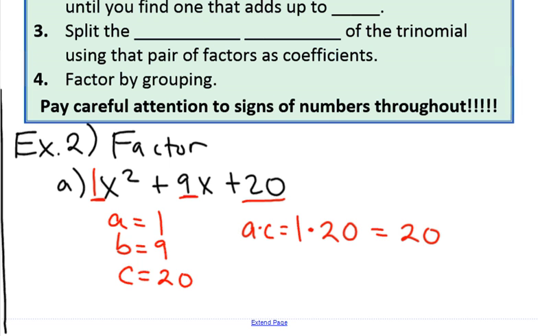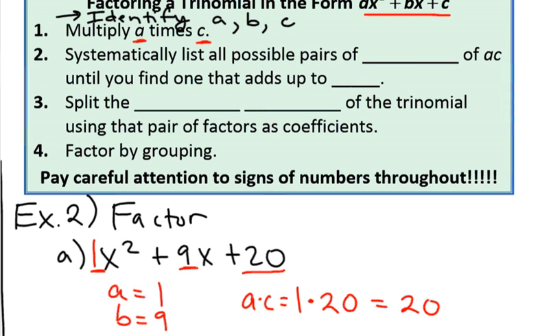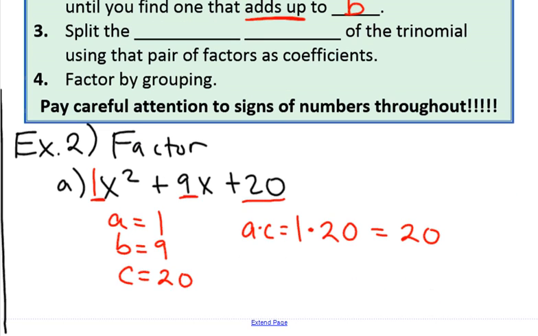Okay? So then the second step. The second step is to systematically list all possible pairs of factors. We're factoring, right? So we're going to factor that A times C number, which in our problem right now is 20, until you find the one that adds up to B. Okay, we'll talk about what that second step means in just a second. So first of all, we're going to find the factors of A times C. So our A times C here is 20, so we're going to find all factors of 20.